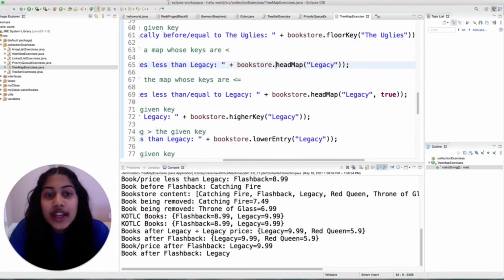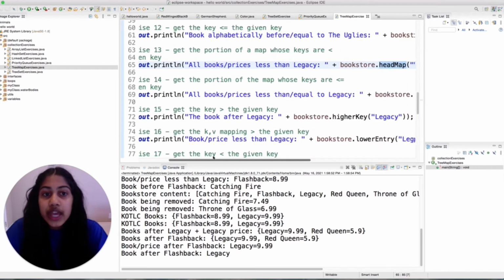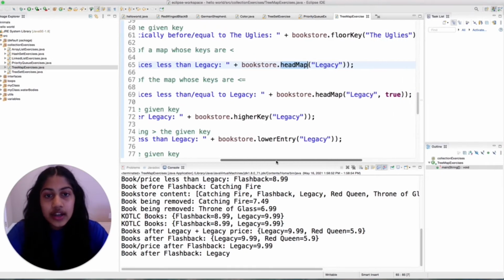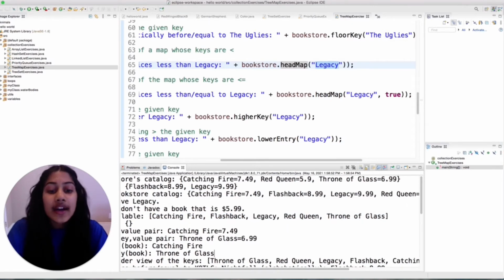Right, so then if you get a head map, that is going to get the keys or the portion of that map where the keys are less than a certain key. So I have legacy here. Here I have it in a certain form. And I have legacy, it's kind of in the middle. So head map will get me everything that's before that, I believe.